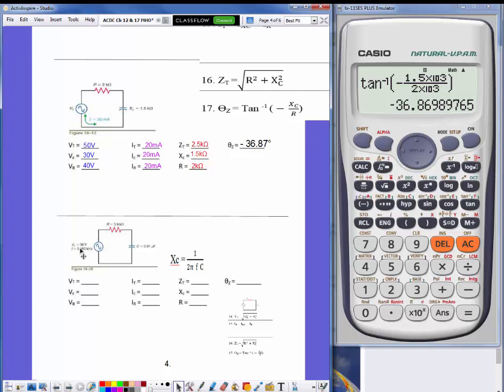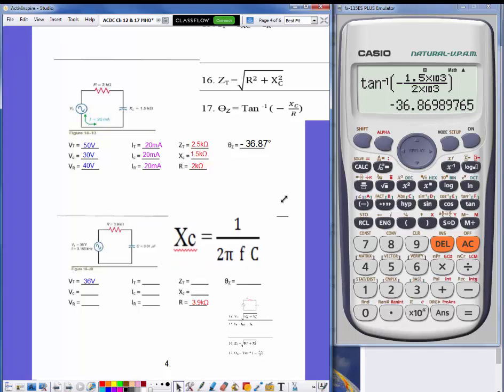All right, let's work our next problem. We're going to begin the same way by filling in our known value of 36 volts. And what else do we know? We know our R value, 3.9 k. We don't know XC though, but they did give us capacitance. If they give us capacitance, we can find XC.